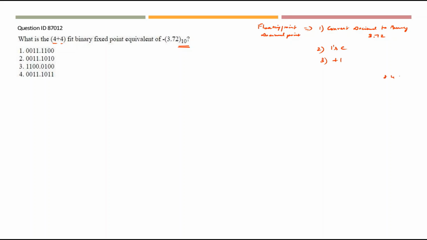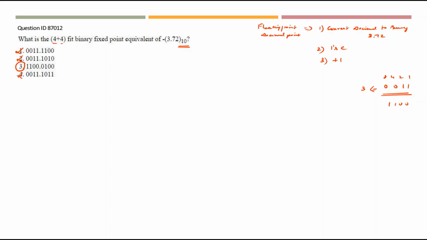In 8421 format, I will have 0011, which is equal to 3 in decimal. If you see all the 4 options, options 1, 2 and 4 all have the representation of 3. But once you negate this number, you have to apply ones complement. At this stage itself, this 3 will become 1100. So without referring to the 0.72 part, we can easily say options 1, 2 and 4 are wrong. Option 3 will be the right answer.